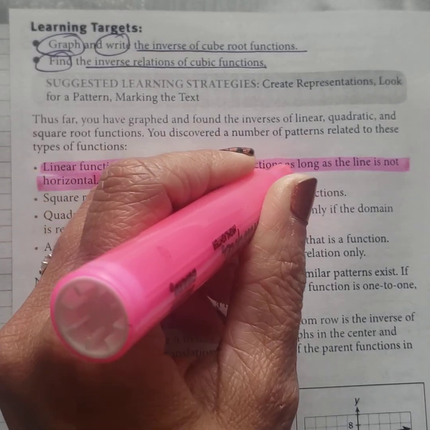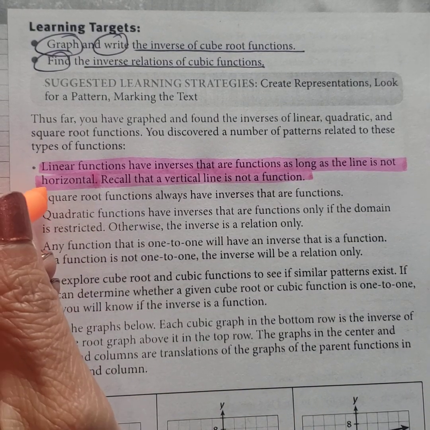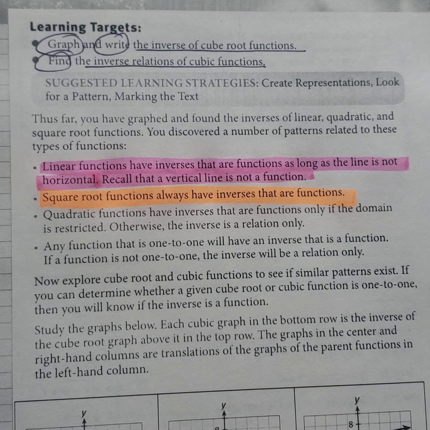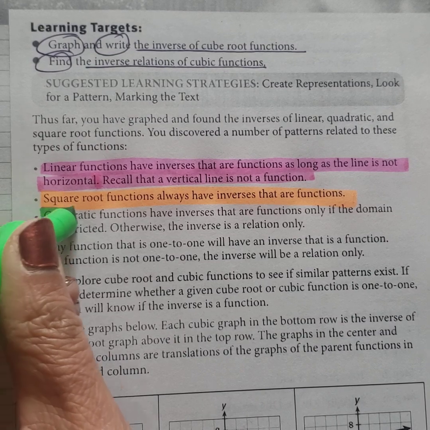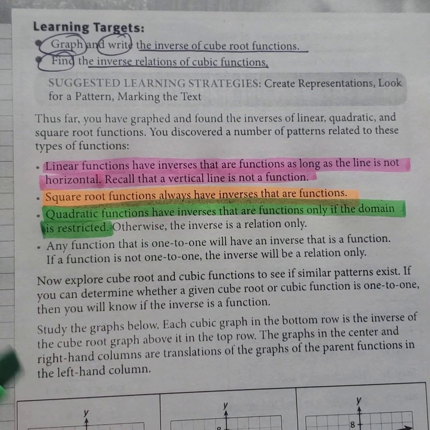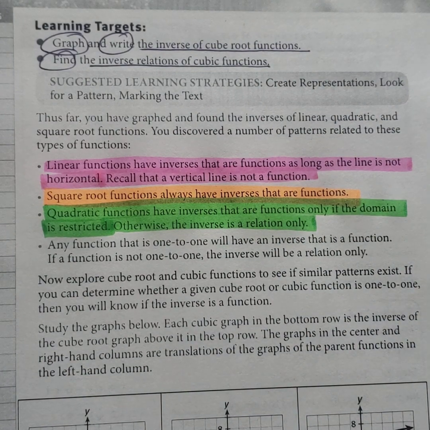So again, it says recall, a vertical line is not a function. All right, we've also learned some things about square root functions. They always have inverses that are functions. You find the inverse of a square root function, it'll be half a parabola, and that will always be a function. Quadratic functions, on the flip side, are functions, but their inverses will only be a function if we restrict the domain. Otherwise, the inverse is a relation only, because the inverse of a parabola is a sideways parabola, and a sideways parabola doesn't pass the vertical line test. But if we restrict the domain on the parabola so that only half of it shows, then when we find its inverse on just that half, it'll only be either the top half or the bottom half of the sideways parabola, and that will pass the vertical line test.